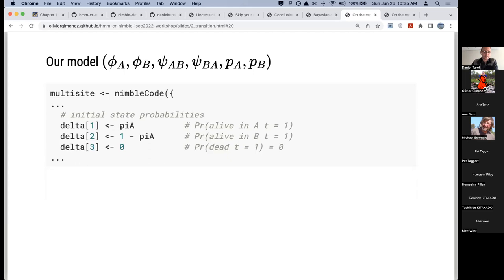In this first formulation, we have the probability of an initial detection, an observation being in state A, which we call pi A, and the initial detection being in state B as 1 minus that. The prior probability of the initial detection being dead can't be the case for the first detection. There's no chance that an individual is actually dead. So we have this delta matrix, which we'll use as the prior probability for the first detection. Although, as we see, we don't actually need this in the model. So this is the initial state probabilities using one more parameter called pi A.